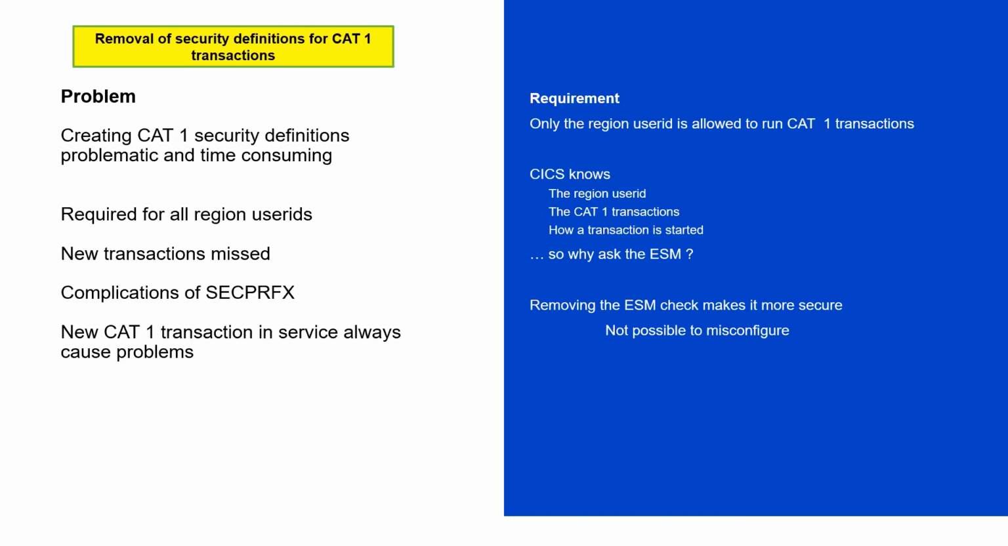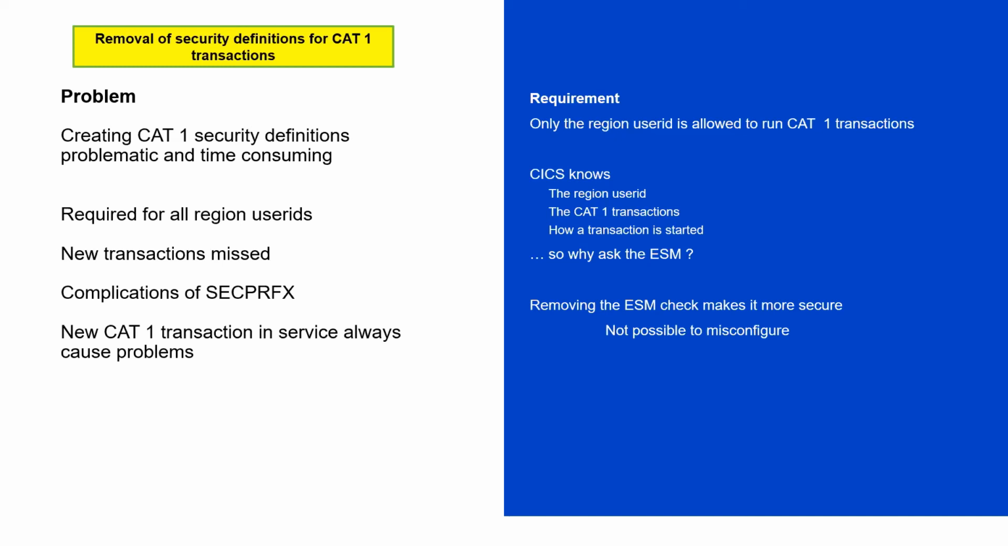Now, there are complications in setting things up. One, because we periodically add category 1 transactions and people forget to upgrade their security definitions when they do an upgrade. Another is the complication of sec prefix. So adding new regions can cause a problem there. And it also means if we try and add a category 1 transaction in service, there is a lot of difficulty with that in making sure that customers upgrade things before they install the APAR with the changes. So we have tried in the past to avoid ever adding a category 1 transaction in service.